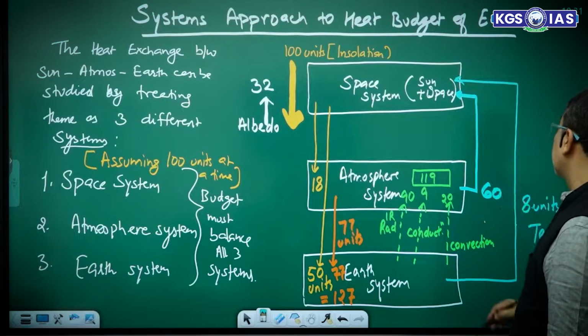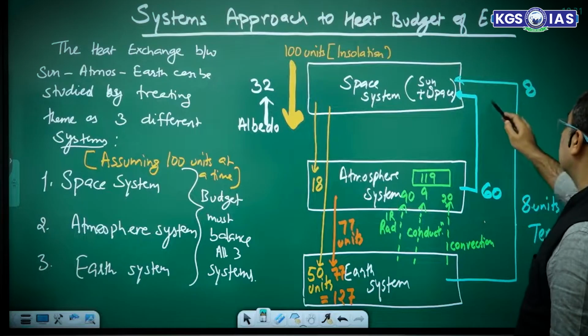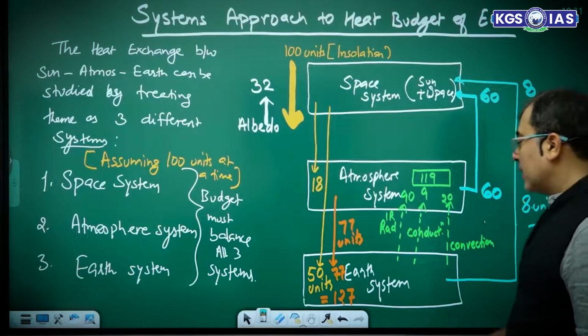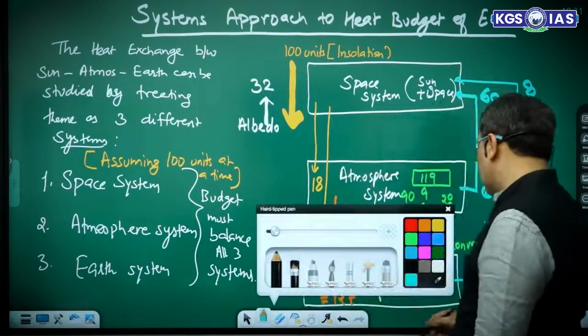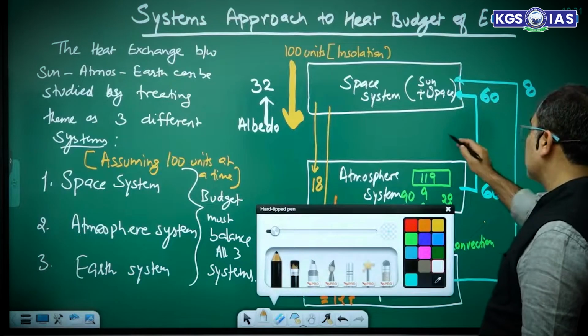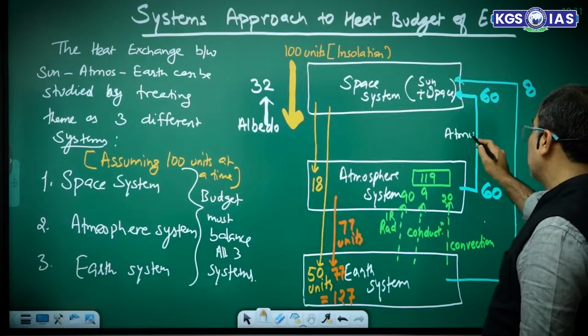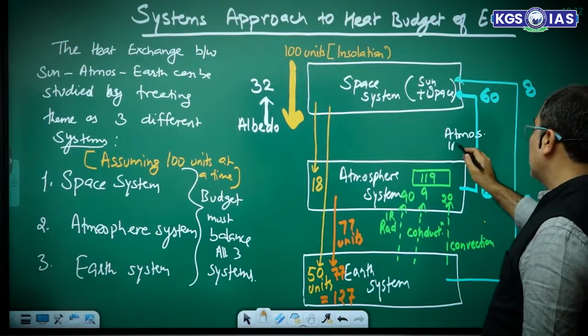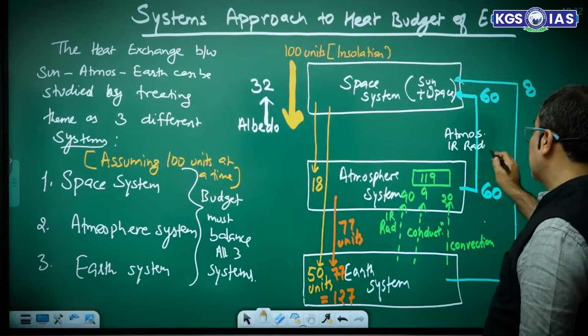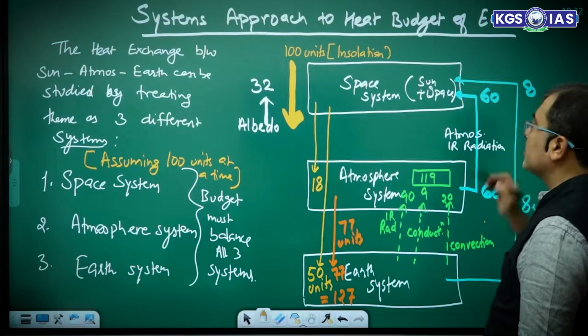60 come here. So 8, 60 here. And what are these radiations? These are your atmospheric IR radiations.